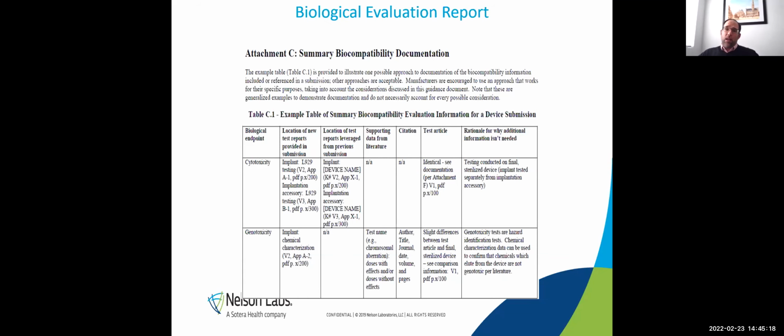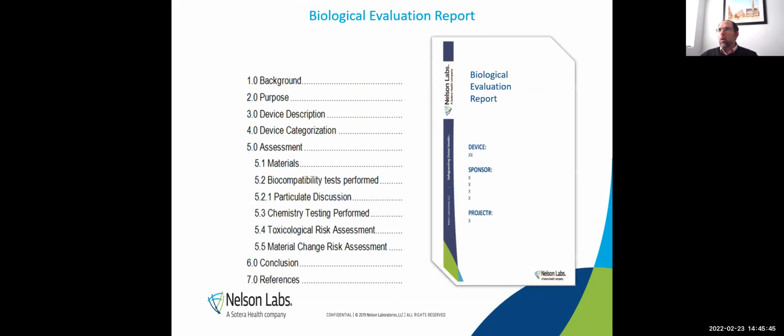So we call this a biological evaluation report. We call this, regardless if you're doing a brand new device or if you change, we still call it a biological evaluation report. This is out of the FDA guidance document as how you can do a biological evaluation report. It's not bad, but it's not my favorite either. I don't really like just a table with rationale. I don't think it tells the story as well. I think it can be up for interpretation. We actually like to write a report.